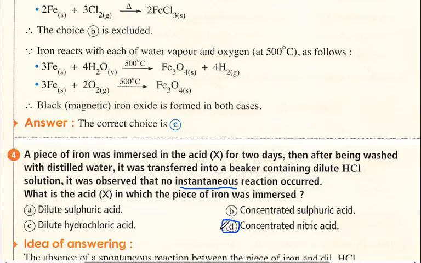So the question here asks about the X acid. What is it? It is concentrated nitric acid, which when added to iron makes an oxide on the surface of the iron, and making passivity makes iron unable to react instantaneously with other materials. So the X here which makes passivity with iron is concentrated nitric acid.